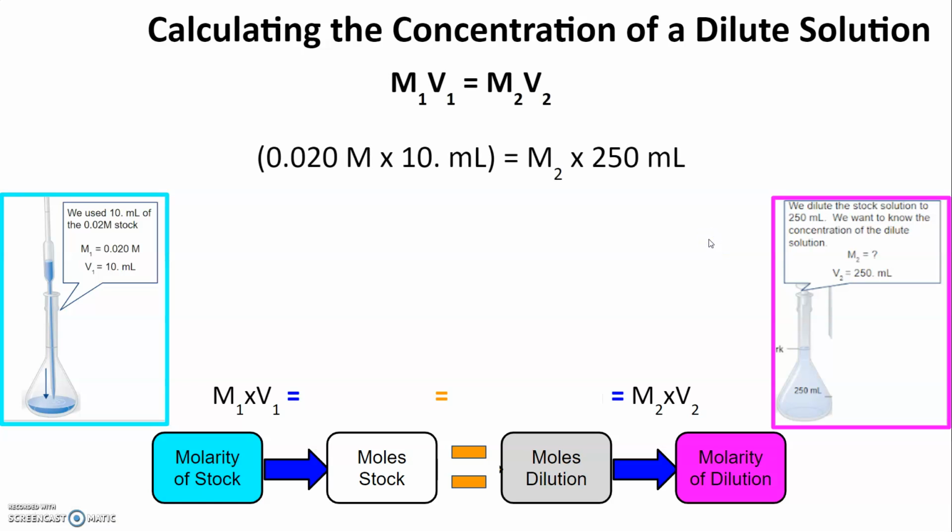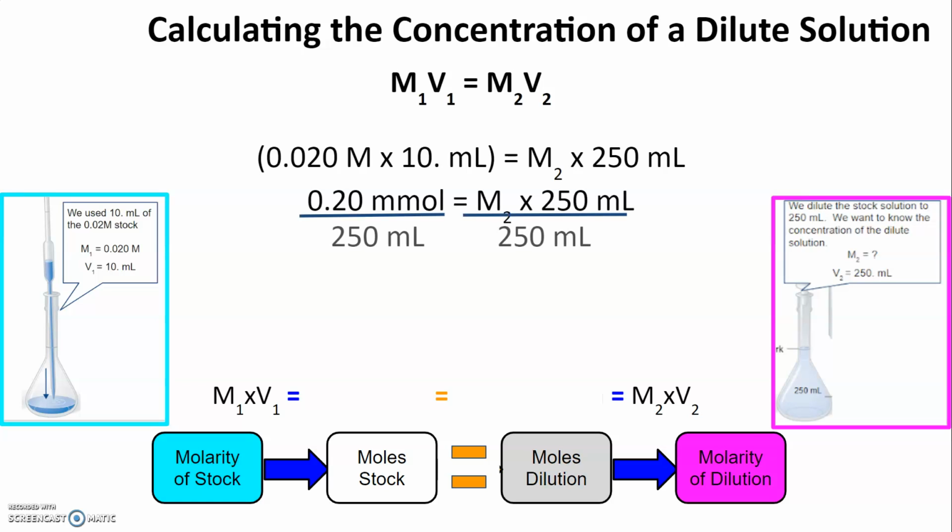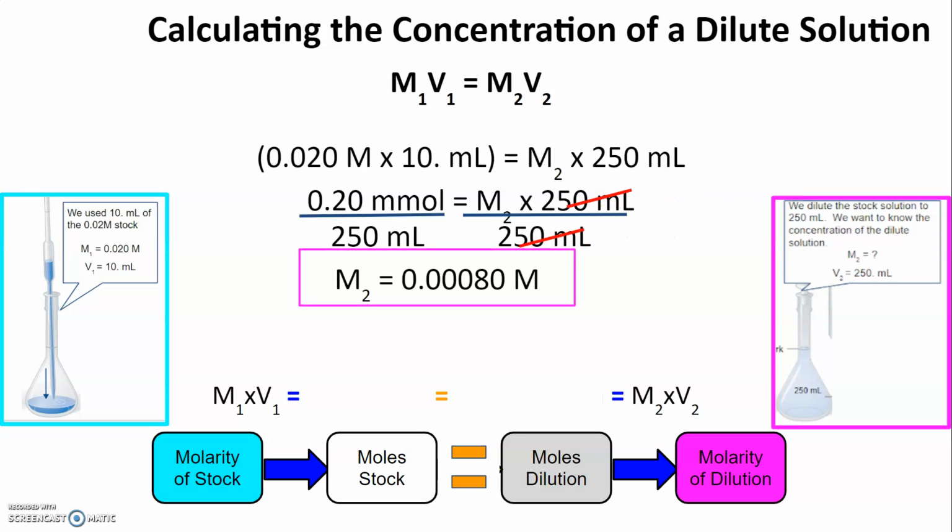In this case, we would take the M1 and V1 and plug them in, so 0.02 molar and 10 milliliters, on the left side. And on the right side, we have M2, which is what we're trying to find, and then our volume, 250 milliliters. We do our math to solve for M2, and we get M2 is equal to 0.0080 molar.